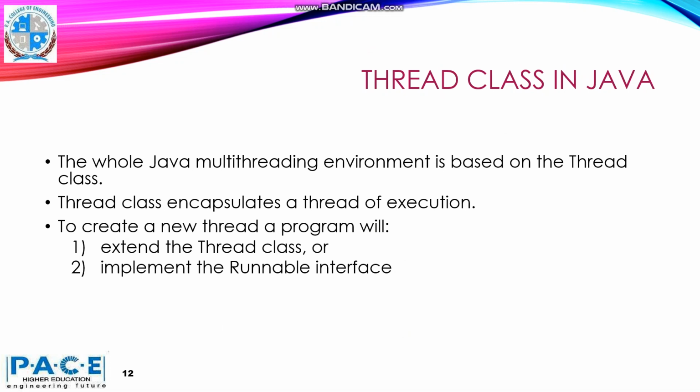Next, we'll see the Thread class in Java. The whole Java multithreading environment is based on the Thread class. The Thread class encapsulates a thread of execution. To create a new thread, a program extends the Thread class, that is, it inherits the Thread class, or it implements the Runnable interface. The details of thread creation we'll see in subsequent videos. For now, we finish our discussion about the basic concepts related to Java multithreading.